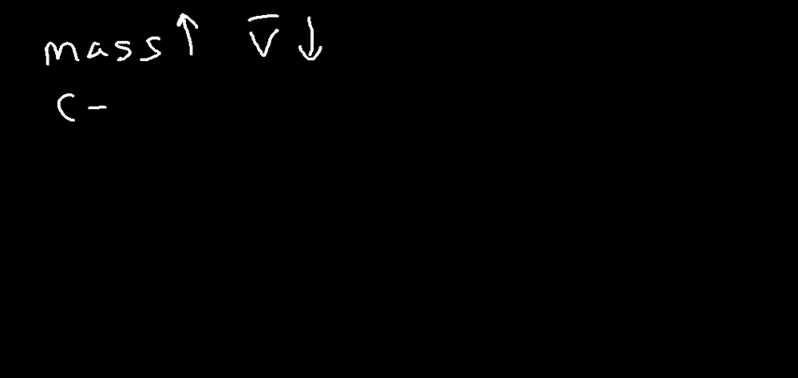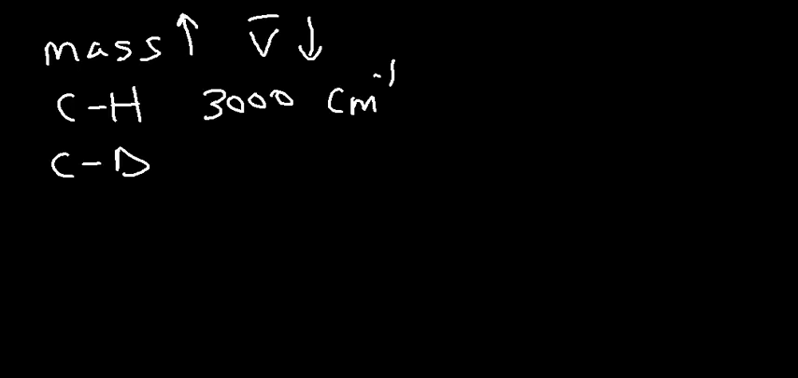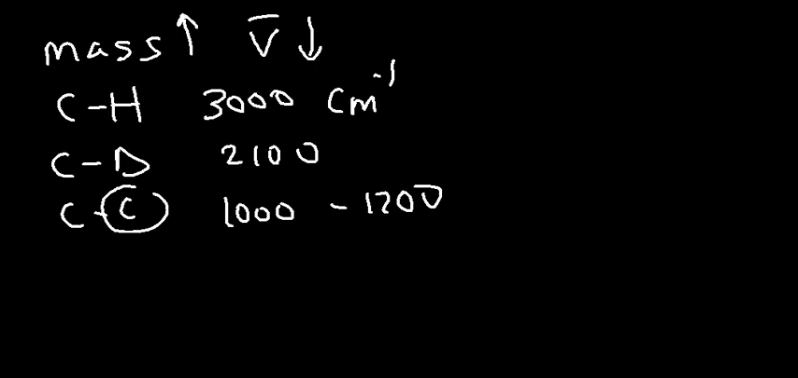But now let's look at some other factors that affect the signals. So one factor is the mass. As the mass of the atom increases, the wave number usually decreases. So the carbon-hydrogen bond has a signal around 3,000 wave numbers, or reciprocal centimeters. The carbon-deuterium bond, deuterium is an isotope of hydrogen, but it's slightly heavier. It's around 2,100. For the carbon-carbon bond, it can vary between 1,000 and 1,200, but as you can see, carbon has a higher mass than deuterium or hydrogen.